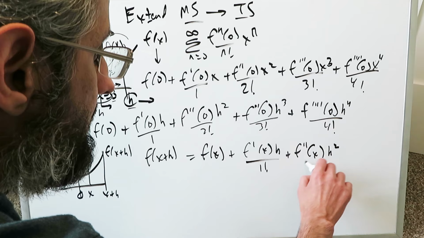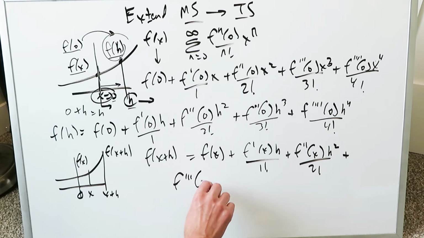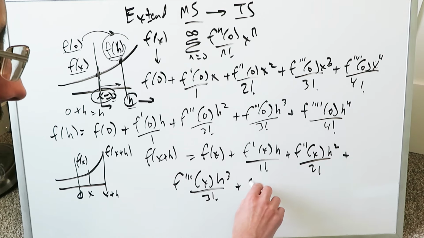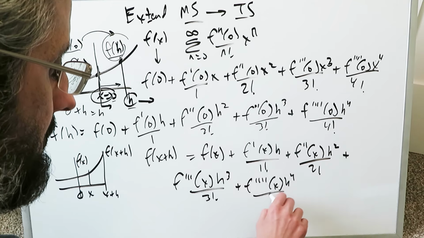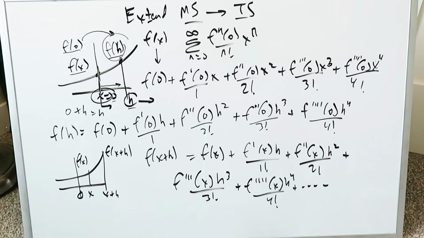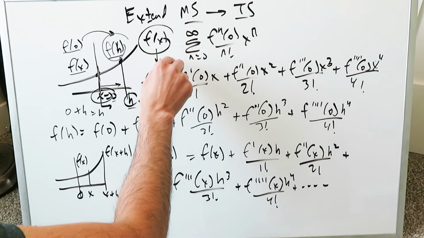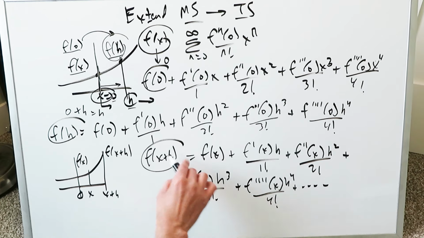You'll have h squared over 2 factorial plus, I'll come down here, your third order derivative, you'll have x. You'll have h cubed over 3 factorial, and last one, the fourth order derivative, you'll have x, you'll have h to the power of 4 over 4 factorial, and on and on. Now look at the difference. This is f of x around 0, it looks like that. This is f of h, it looks like that. F of x plus h, it looks like this.